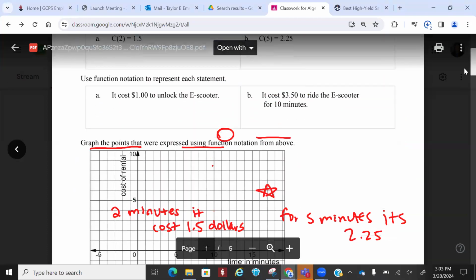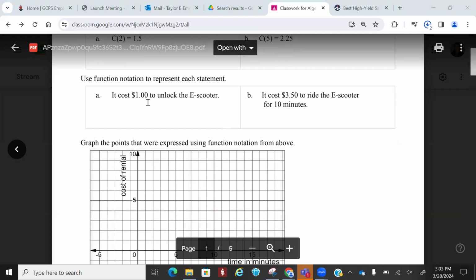All right, use function notation to represent each statement. So we're going to actually work this backwards. It costs a dollar to unlock the scooter. So for 0 minutes, it costs a dollar. So I put C of 0 equals 1. Okay, you try B. Try to write it in function notation. Right. So C of 10 equals 350.